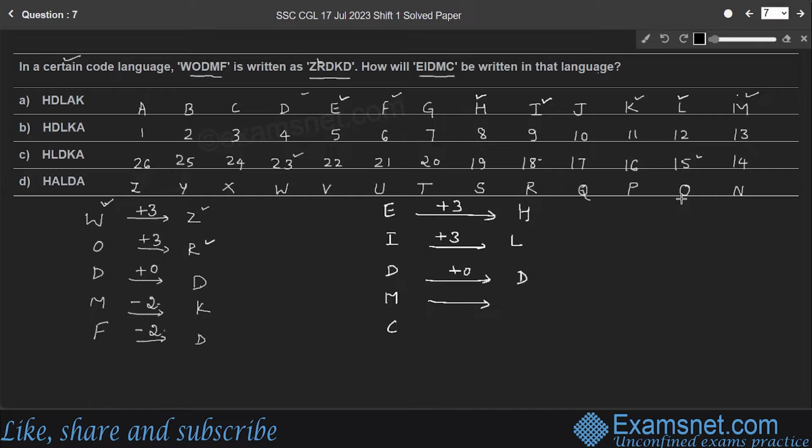M should be... here M is 13. So, subtract 2 from M, right? So, 13 minus 2 is 11, which is K. And for C, C is 3. 3 minus 2 is 1, which is A. Therefore, EIDMC should be coded as HLDKA. HLDKA, right? Option C is the right answer.